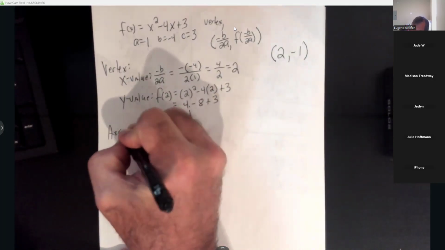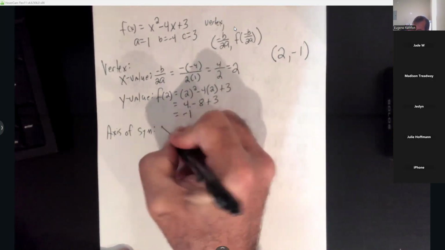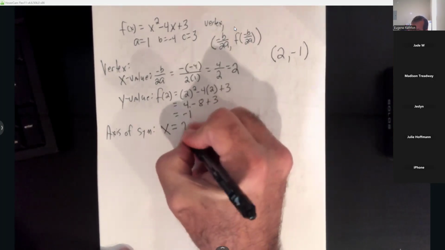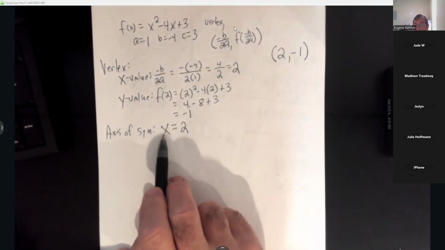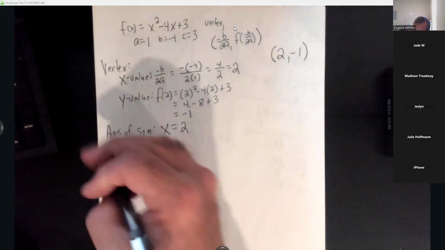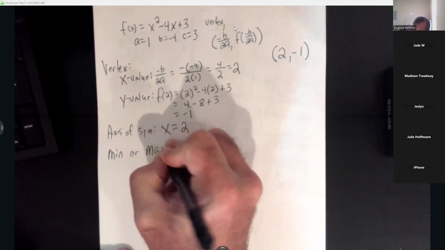My axis of symmetry is x equals the x value of 2. So remember, it's always x equals, you got to put in the x equals, and then it's going to be the x value.